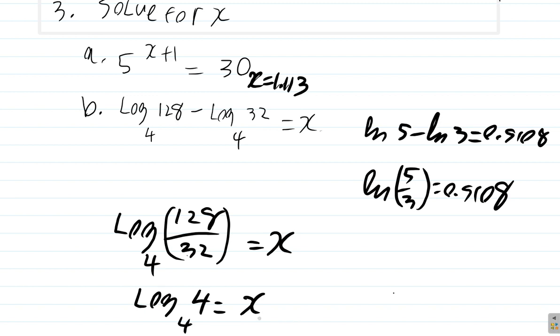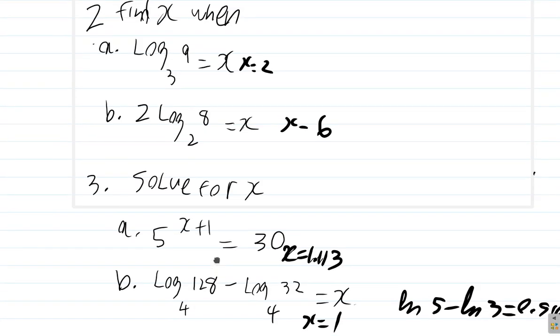Now let's rewrite in exponential form. Remember our exponential form? You're going to have 4 raised to the x equals 4. What must x be? 4 to what power gives you 4? It's 1. So x equals 1. Alright, so that's it for now for these examples.